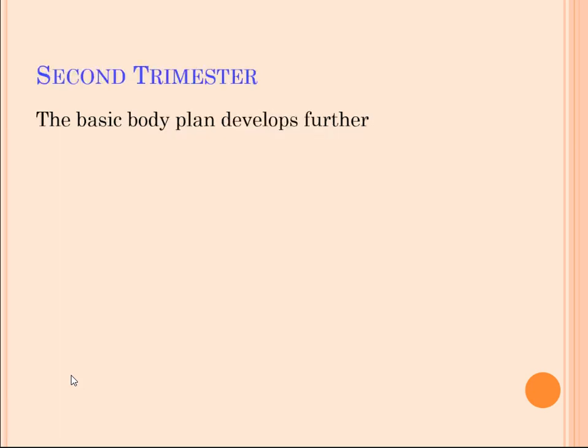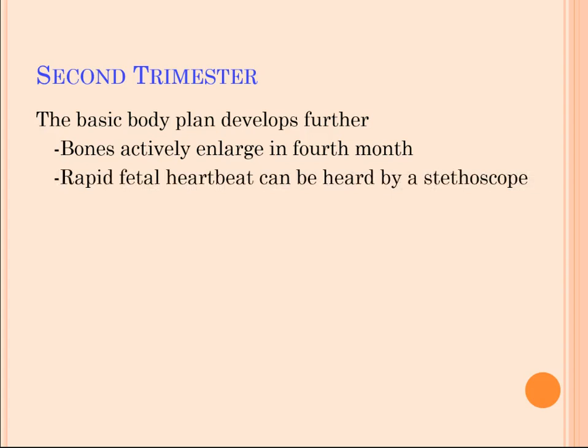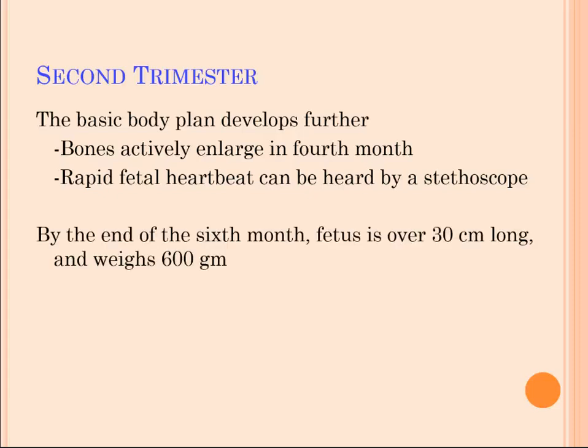Now, body plan is going to continue to develop in the 2nd trimester. The bones are going to enlarge by the 4th month. You're really, really growing. Now, you can actually take a stethoscope and put it on the mother's stomach, and you can hear the heartbeat. Now, you've been able to hear the heartbeat for a long time with ultrasound, and you could see it with ultrasound. I'm sorry, you could hear it with Doppler, and you could see it with ultrasound. But now you can actually just use a regular old stethoscope, which is kind of cool. Now, by the end of the 6th month, you've got this fetus that's about 30 centimeters long, or about a foot or so, and it weighs about 600 grams.